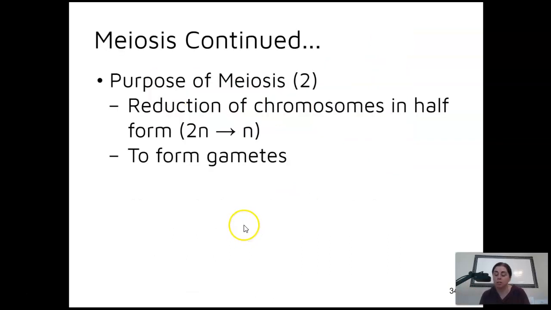Alright, meiosis continued. The purpose of meiosis is to reduce the number of chromosomes in half. So we go from 2n from a normal cell to n, and n number of chromosomes is what we would consider our gametes. So the purpose is also to form gametes, to reduce the number of chromosomes in our gametes, and that makes sense because two gametes have to come together, and if you don't reduce that number of chromosomes, you have too many chromosomes in the fertilized egg.